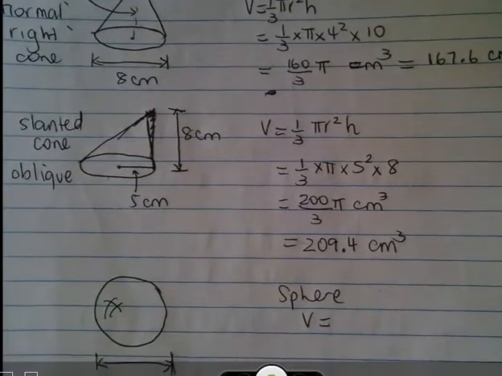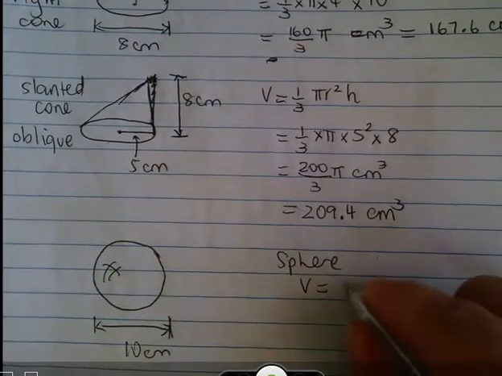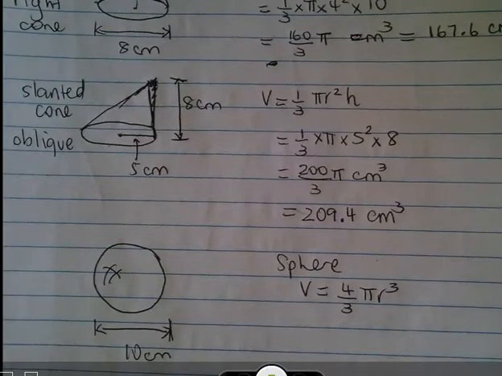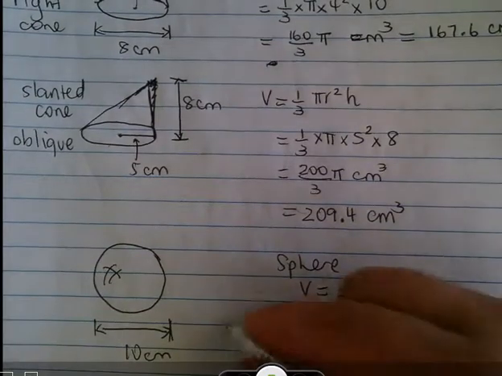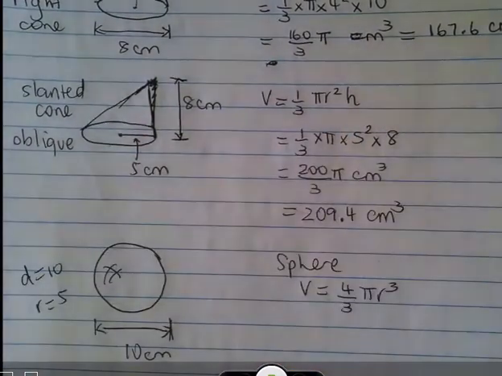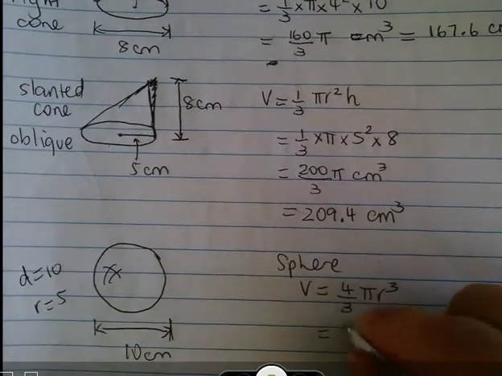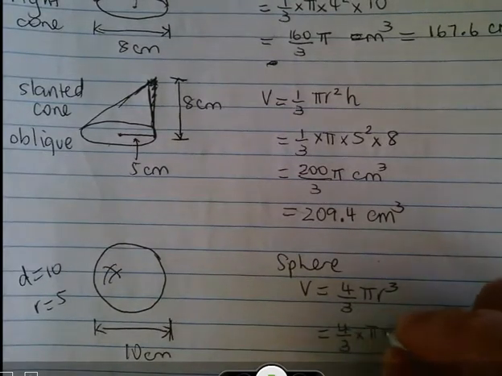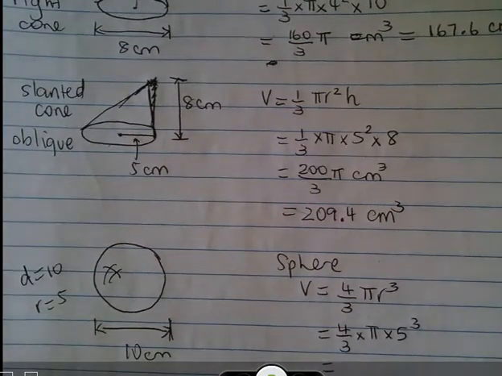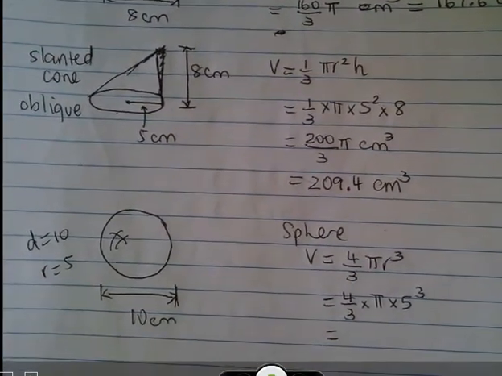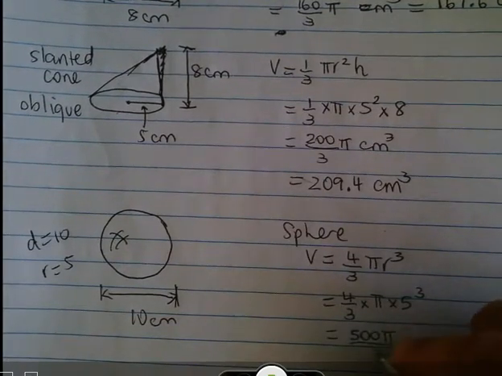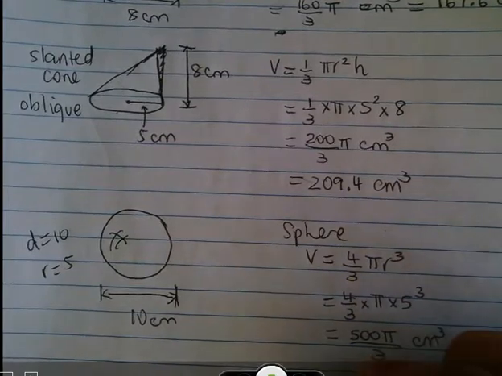Okay, volume of a sphere. So ladies, volume of a sphere is 4 over 3 pi r cubed. All right, what's the radius in this one? Diameter is 10, radius is 5. So it's 4 over 3 times pi times 5 cubed. 5 cubed is 125. 125 times 4 is 500. 500 pi on 3 centimeters cubed. You can work it out.